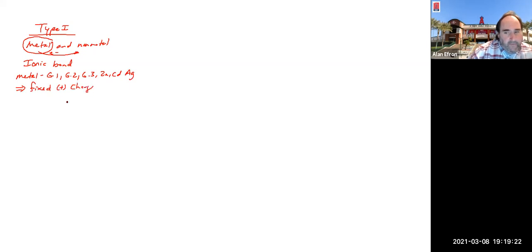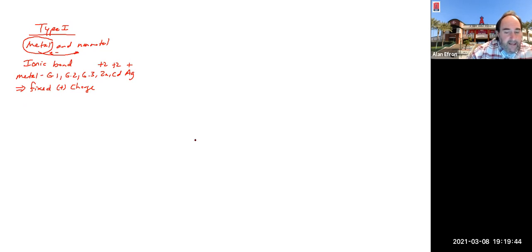And if you remember, everybody in group 1 has a +1 charge, everybody in group 2 has a +2 charge, everybody in group 3 has a +3 charge, zinc has a +2 charge, cadmium has a +2 charge, and silver has a +1 charge always. Again, even though they're transition metals, they can have that type of fixed charge.